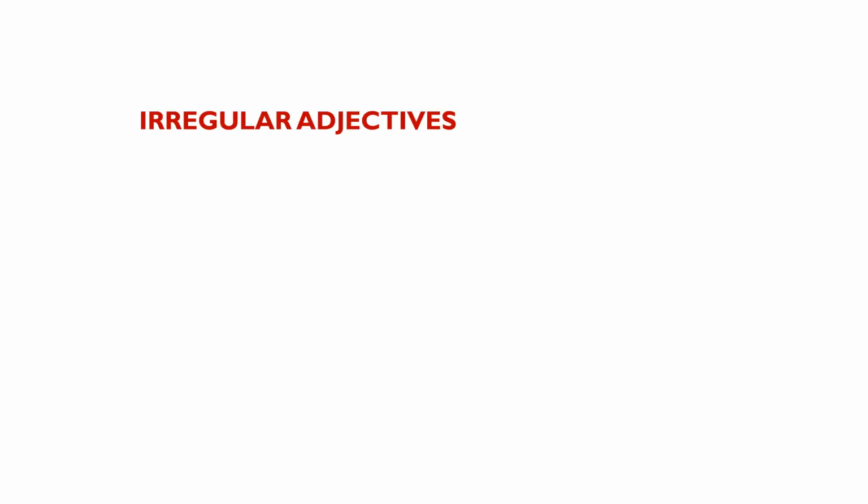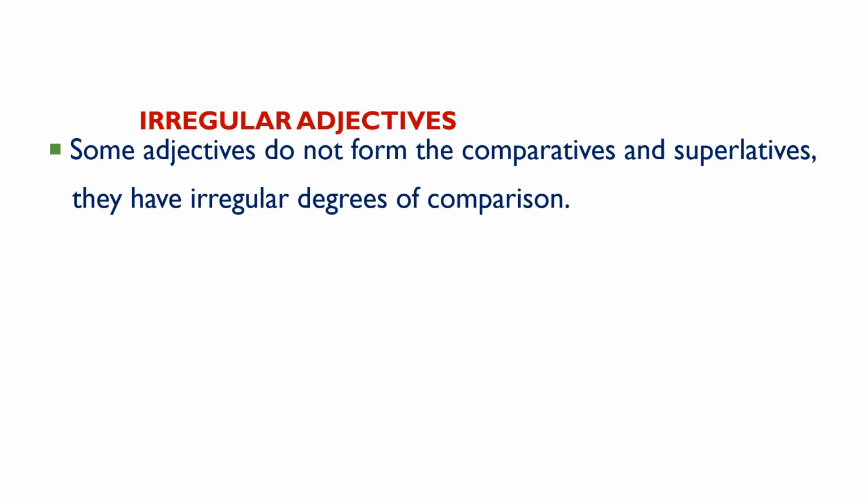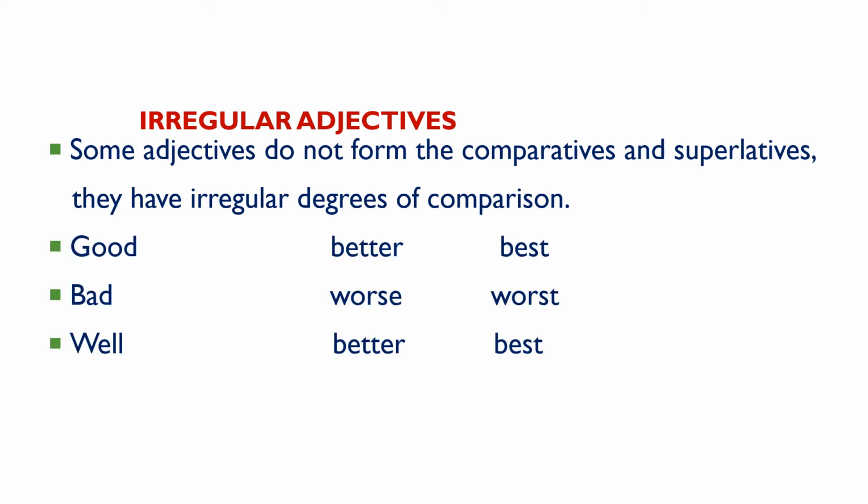Irregular adjectives. Some adjectives do not form the comparative and superlative regularly. They have irregular degrees of comparison. Some examples: good, better, best; bad, worse, worst; well, better, best. There are so many examples of irregular adjectives. I will give the examples in another video.